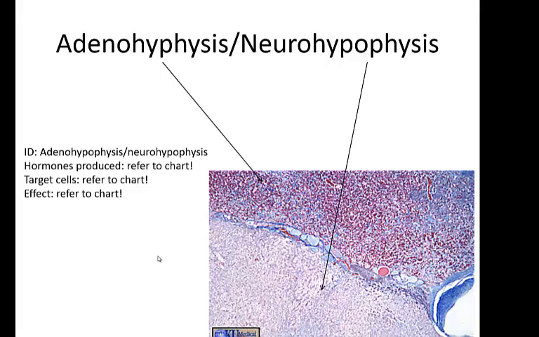Oh no, I wish we could skip this one. Notice how it says refer to chart, refer to chart, refer to chart. This is a pretty bad picture, but I couldn't get anything bigger than this. This is your anterior pituitary and your posterior pituitary, or the adenohypophysis and the neurohypophysis.